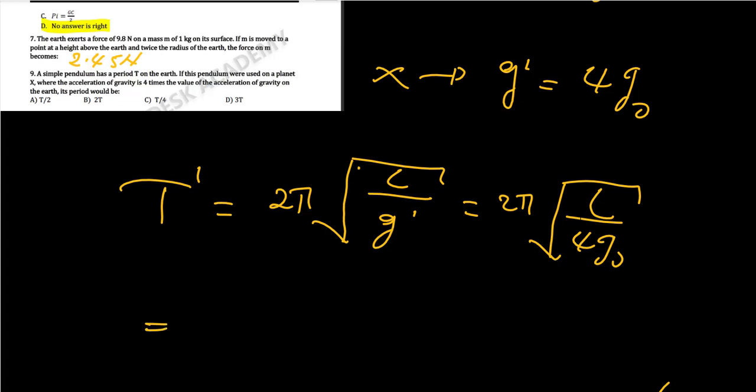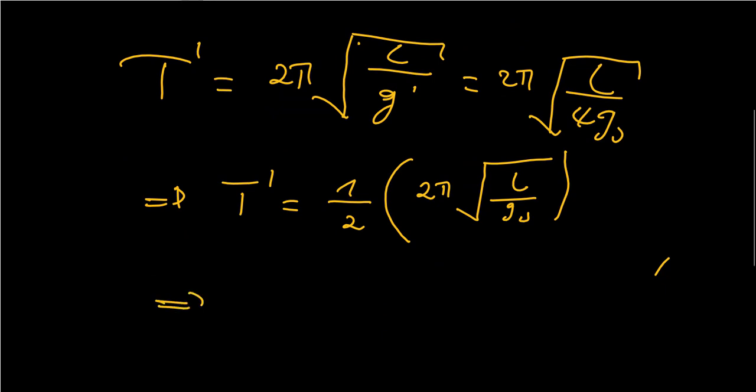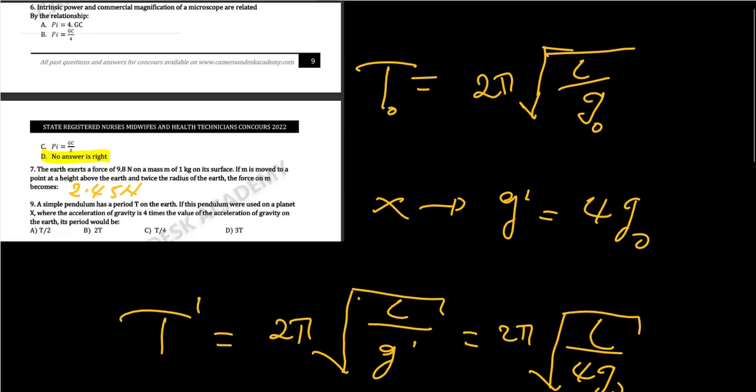So we get t prime will be equal to, you see that 1/4 can be factored out, and the square root of 1/4 is a half. So I can write that as a half times 2 pi times the square root of L divided by g naught. But 2 pi times the square root of L divided by g naught is t naught. So t prime will be equal to a half t naught, or t naught divided by 2. So the correct option is A.